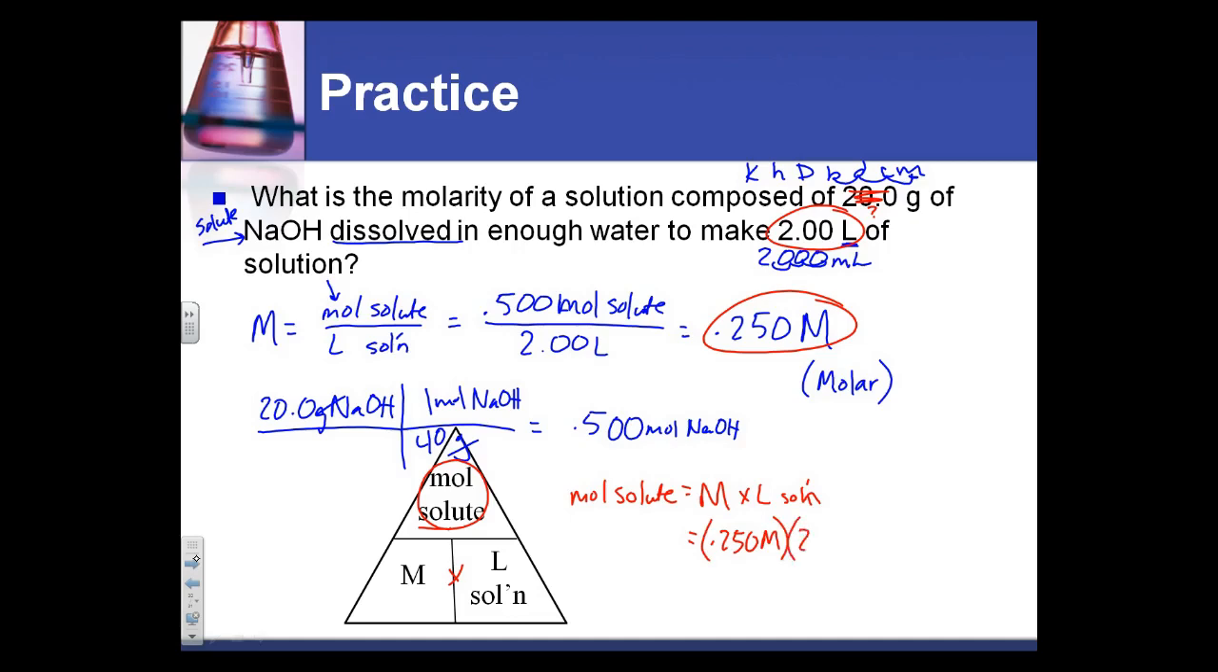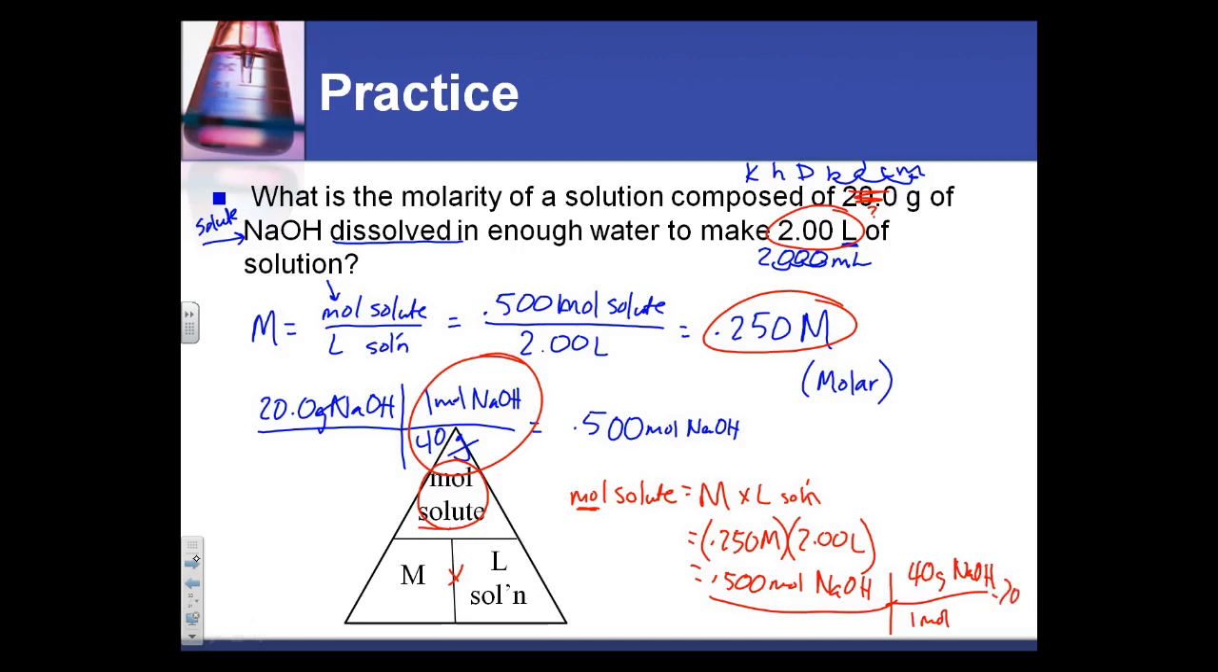Molarity times liters of solution, and molarity times liters is going to give you moles. So you're going to end up with 0.500 moles of your solute, which is sodium hydroxide, because you paid attention in that problem. Since I had that, I could convert from moles to grams using molar mass, just one more step in dimensional analysis. It would end up looking like this: in 1 mole, there are 40 grams of sodium hydroxide, and I would come out with those 20 grams that I would need to measure out.